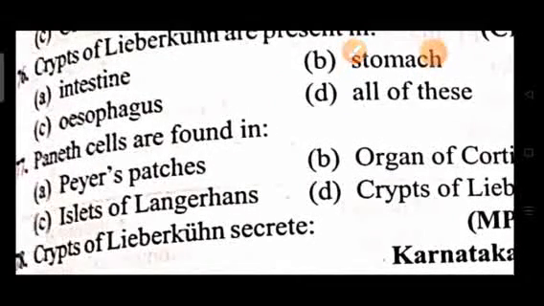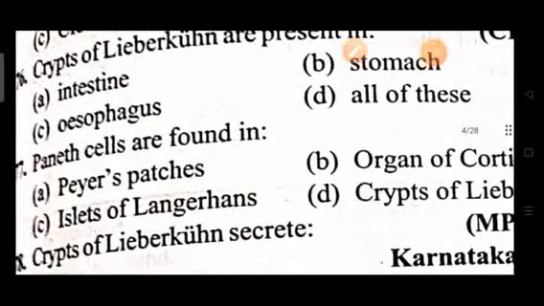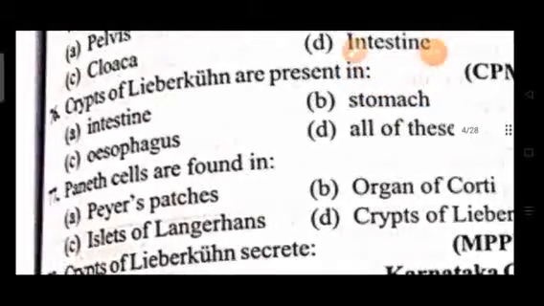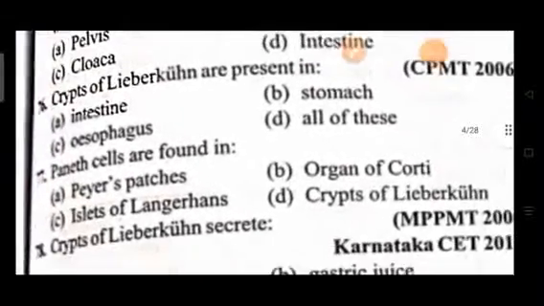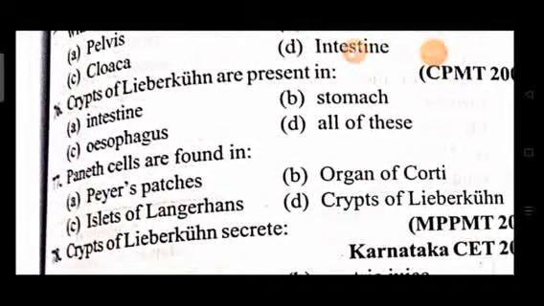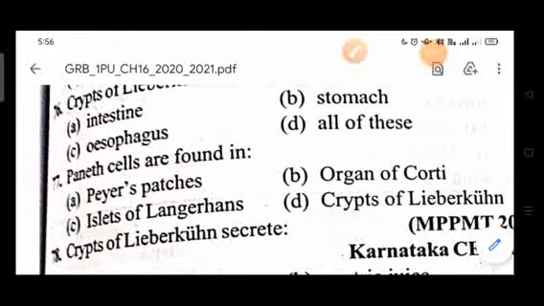Paneth cells are found in Peyer's patches, organ of Corti, islet of Langerhans, crypts of Lieberkühn. Peyer's patches are part of the small intestine. Organ of Corti is part of the ear. Islets of Langerhans are present in the pancreas. Crypts of Lieberkühn are lined at the base of the villi.